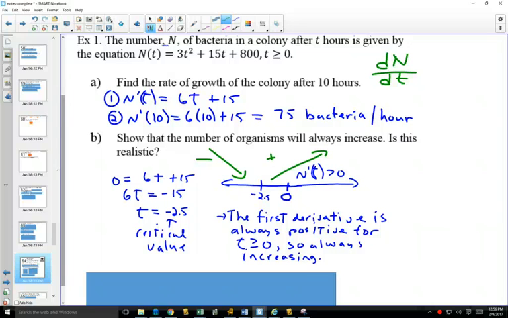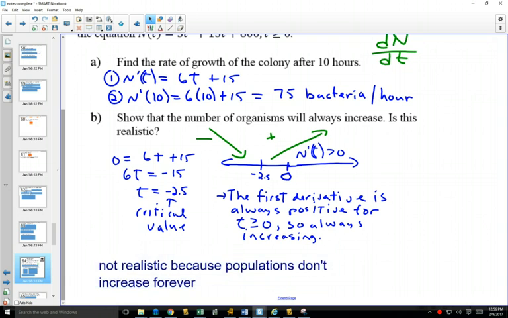So whereas this model probably works over a specific amount of time, this is sometimes a limitation of a model. You can't always have bacteria increase forever. They're going to run out of food, and then you get a problem with your graph. But according to the model, it does show that it's always increasing. So would I say this is realistic? No. You're going to have problems.